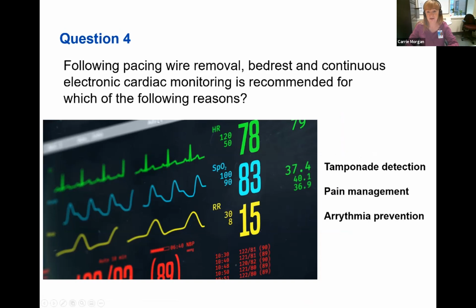Okay. Following pacing wire removal, bed rest and continuous electronic cardiac monitoring is recommended for which of the following reasons? Tamponade detection, pain management, or arrhythmia prevention?